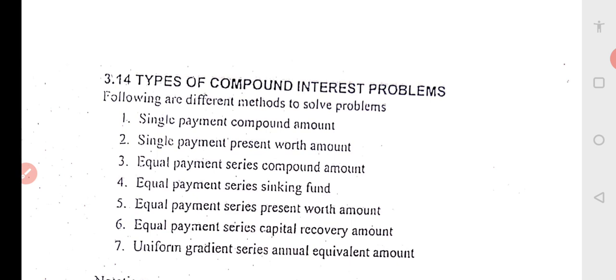Okay. Now you can see here, the objective of this mode of investment is to find the annual equivalent amount of a series of an amount A at the end of the first year, with an equal annual increment G at the end of each of the following n minus 1 years, with an interest rate I compounded annually.